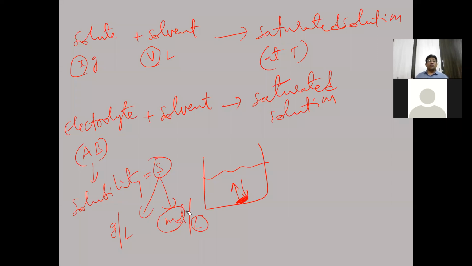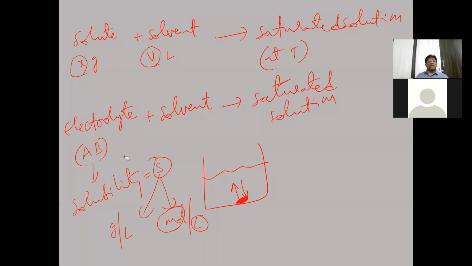Molar solubility we say, in moles per liter, or we can also measure in grams per liter. All substances will not be dissolved to the same extent. Some solutes will be dissolved to a greater extent and they have more solubility, and some other solutes will dissolve to a much lesser extent. Their solubility we have to say is lesser.